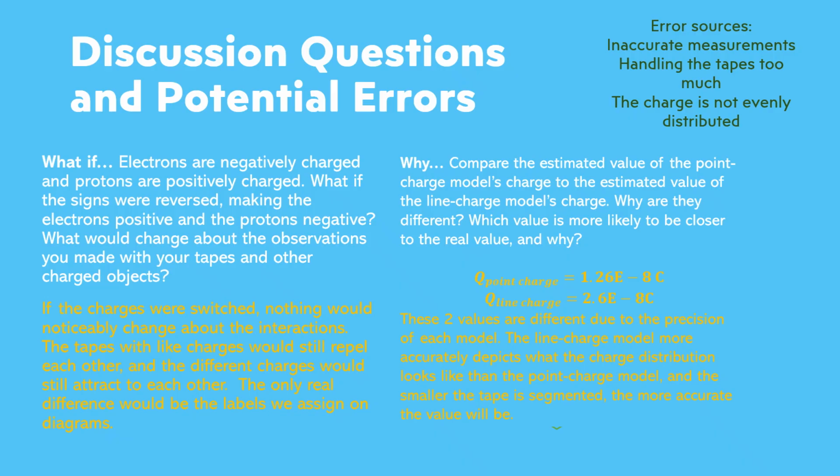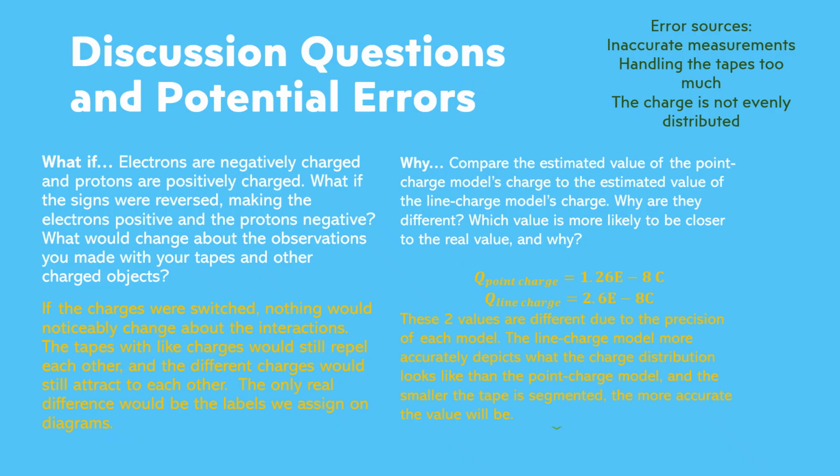Lastly, if we were to switch the signs of electrons and protons, the only real difference we would notice is on the diagrams and labels that we draw, as like charges would still repel each other and different charges would still be attracted, so not a whole lot would change.